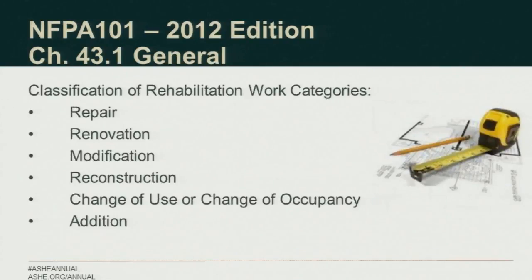So basically, the chapter breaks down the types of projects that you're going to be doing in a building into these categories: repair, renovation, modification, reconstruction, change of use or change of occupancy, and an addition. We're going to go through each one of these and explain what the differences are and what the levels are and what requirements are required.